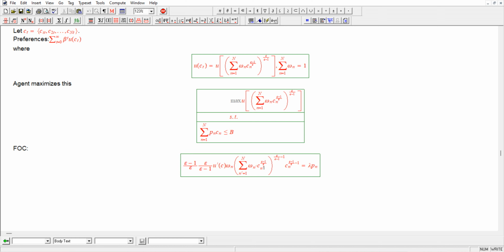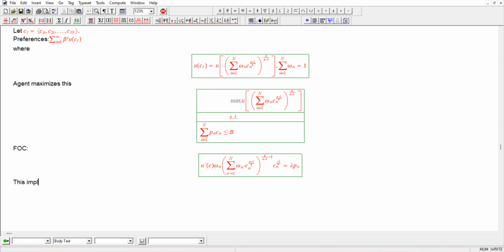It should be very clear that this is going to simplify. These cancel out and become 1, and this is just going to equal minus 1 over epsilon. Since we're talking about structural change, what we'll be doing is comparing what's happening to consumption of one good versus another.